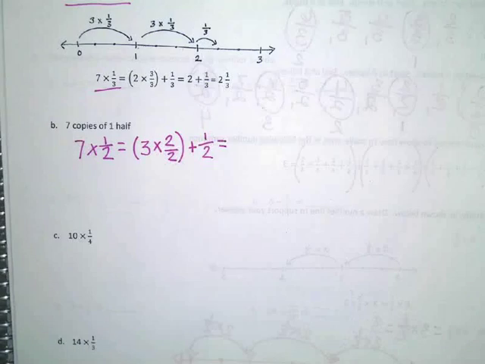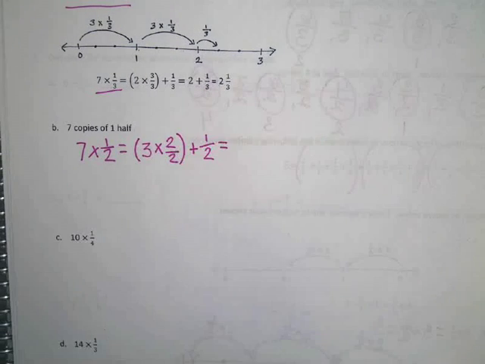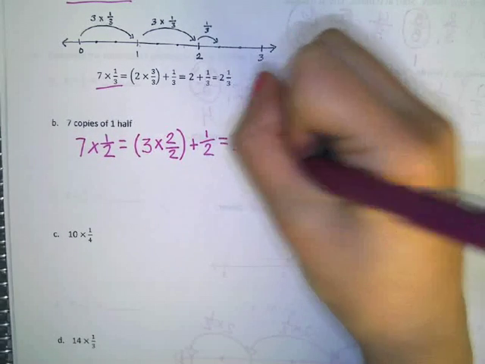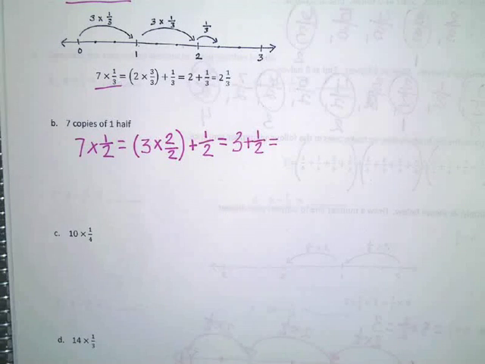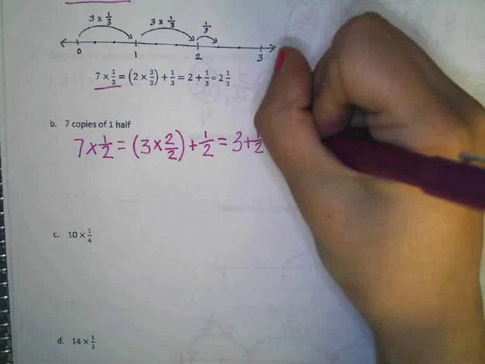You guys agree with me so far? Yeah? All right. So 3 times 2/2 is the same as what? 3. 2/2 is the same as what? 1. 3 times 1 is 3. So this is the same as 3 plus a half. And 3 plus a half equals 3 1/2.